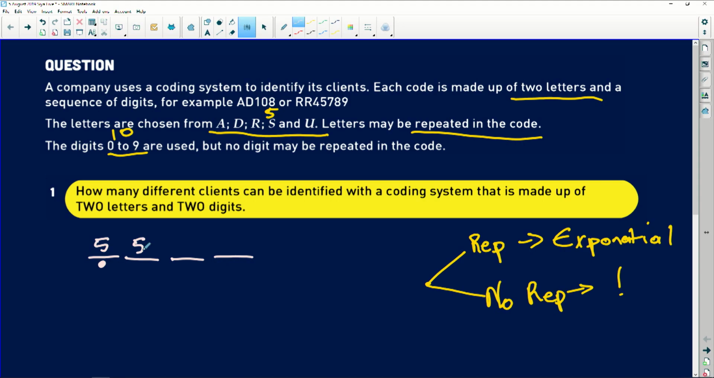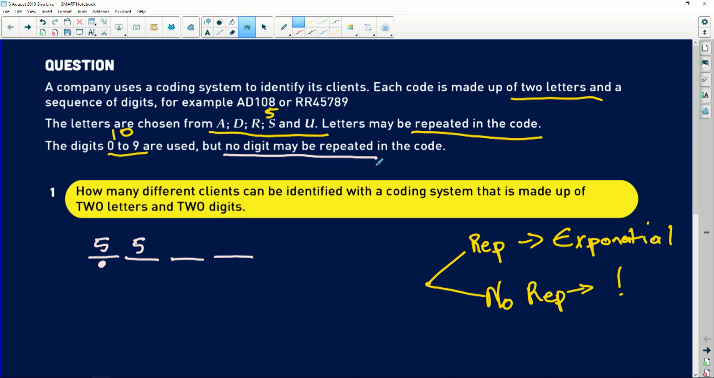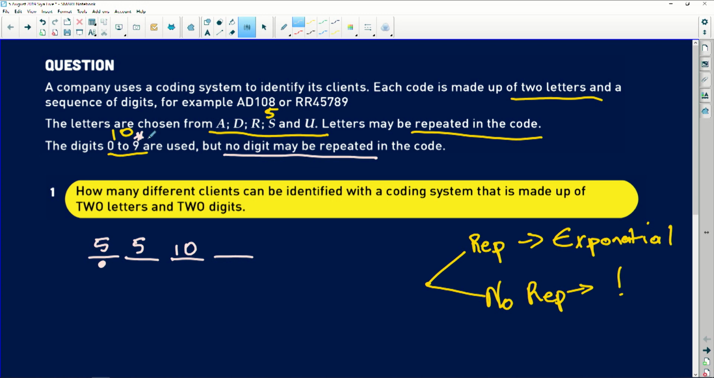Now let's go talk about the numbers or the digits. So the digits, they are saying it also must be 2 digits, but there is no repetition. No digit may be repeated. So that would mean the first one, I've got 10 of them because we agreed that we have 10 of them. But after using 1 of them, I no longer have 10 of them. I now have 9 of them.